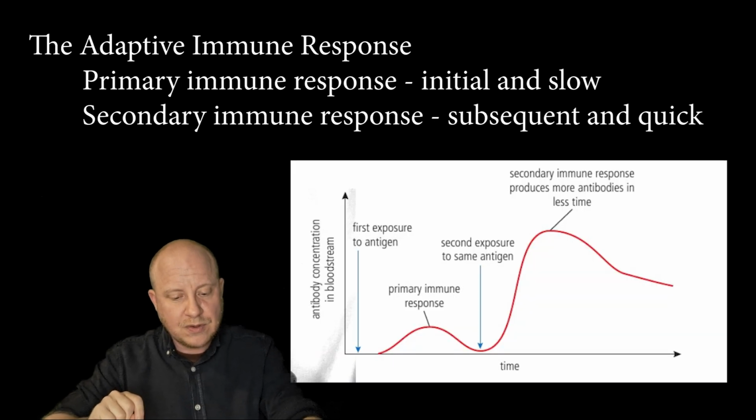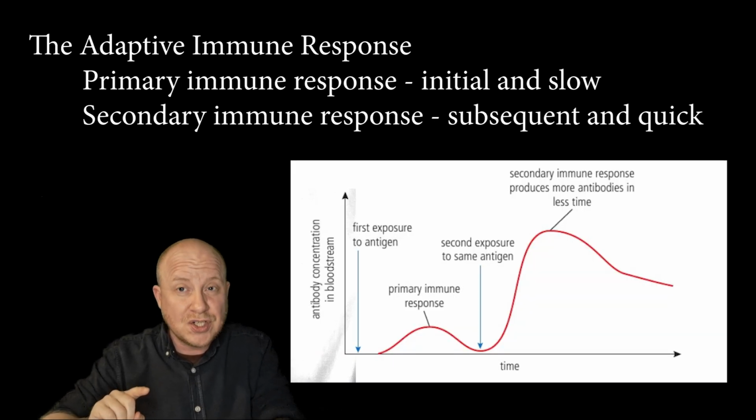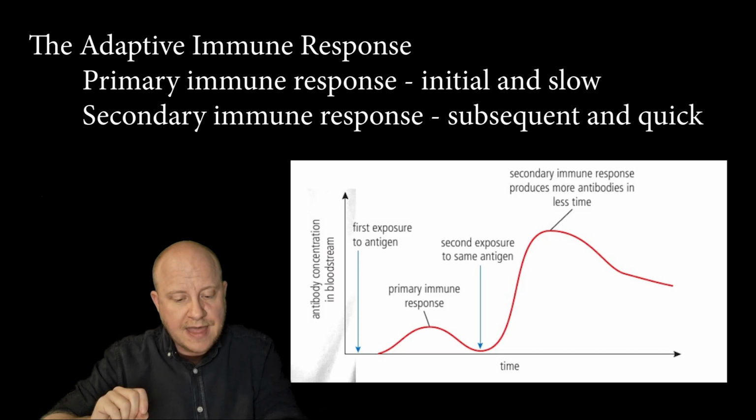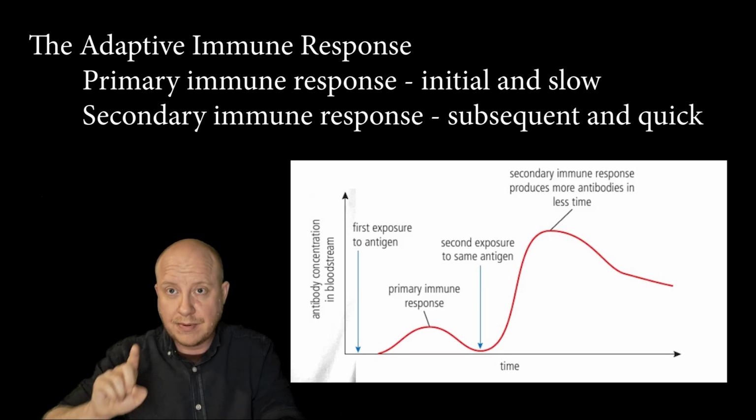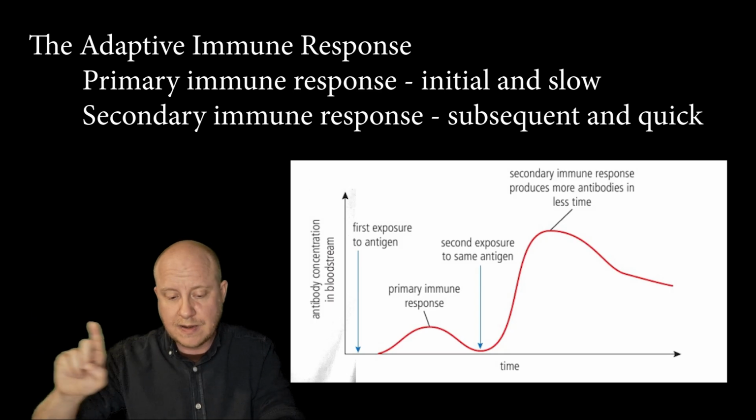The adaptive immune response requires an initial, that means first, exposure to the antigen of a particular pathogen. Okay, so first you have to be exposed to the antigen or to the pathogen with the antigen on it. That first response is relatively long and is called the primary immune response. That's bold. Primary immune response.